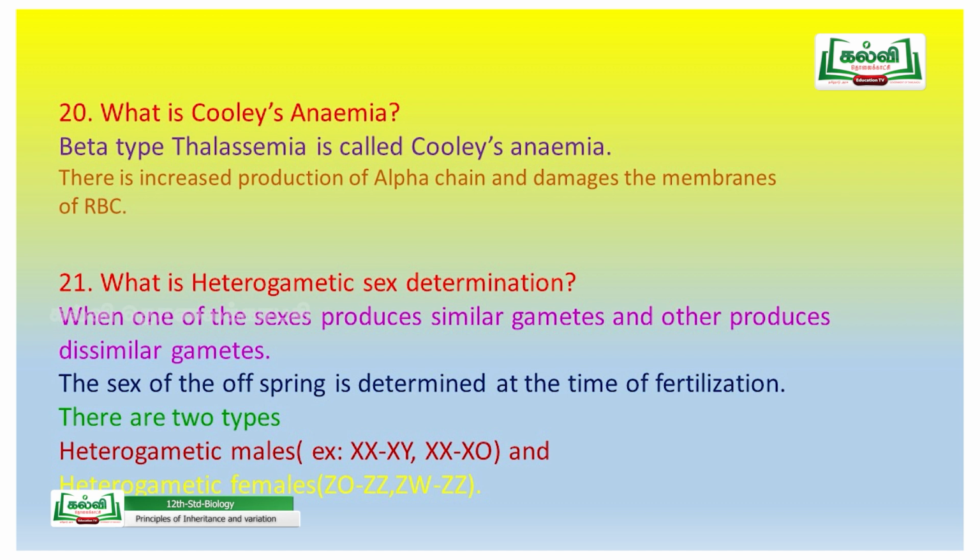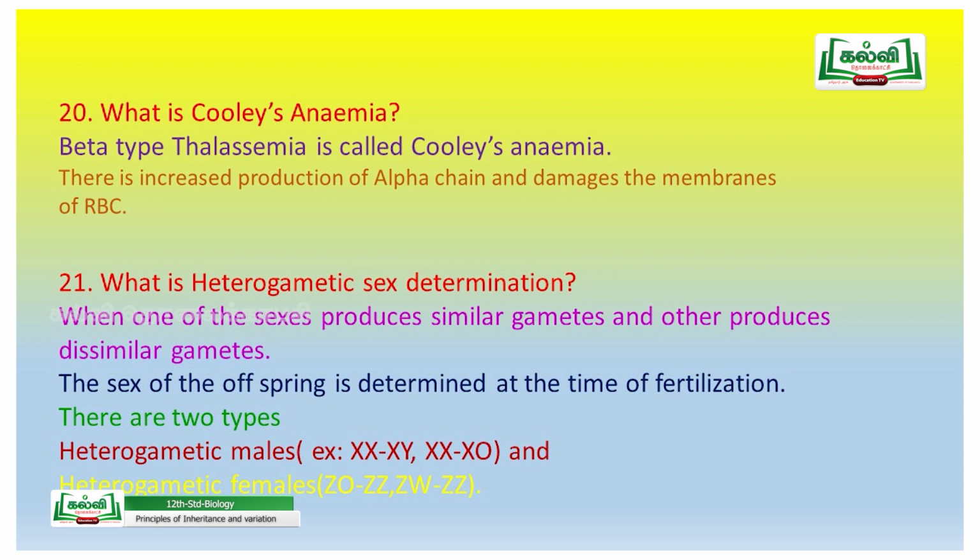Now, 21st is what is heterogametic sex determination. When one of the sexes produces similar gametes and the other produces dissimilar gametes, that is called sex determination. The sex of the offspring is determined at the time of fertilization.